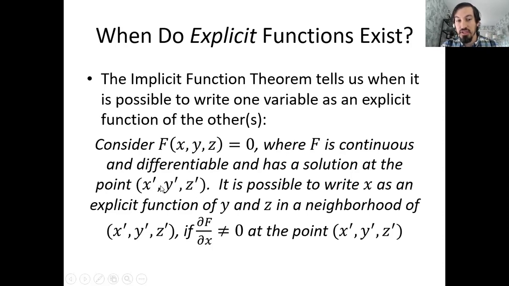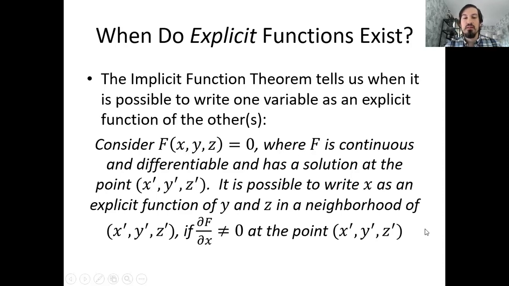And let's say F has a solution at this point, x prime, y prime, z prime. The primes here aren't derivatives. These are just ways to specify a specific point. Sometimes you could use star there. I guess maybe I was lazy or I was following the notation of the book to use a prime instead of a star. Either way, if you assume this, then it is possible to write x as an explicit function of y and z in a neighborhood of x prime, y prime, z prime if the partial derivative of F with respect to x is not equal to 0 at the point x prime, y prime, z prime.